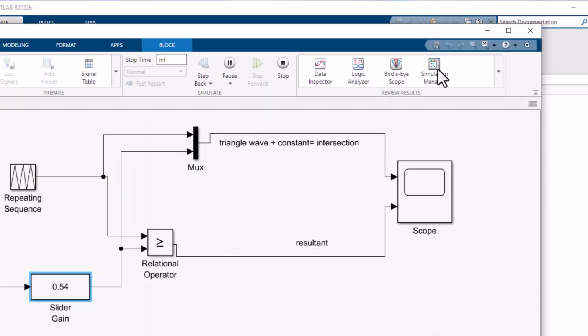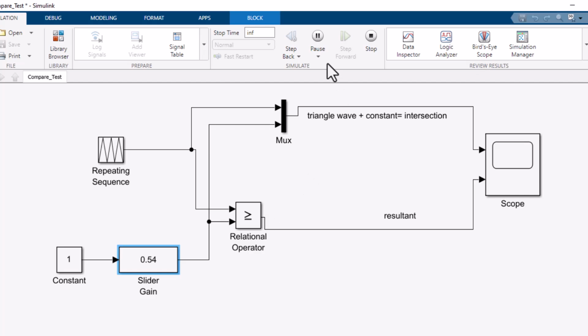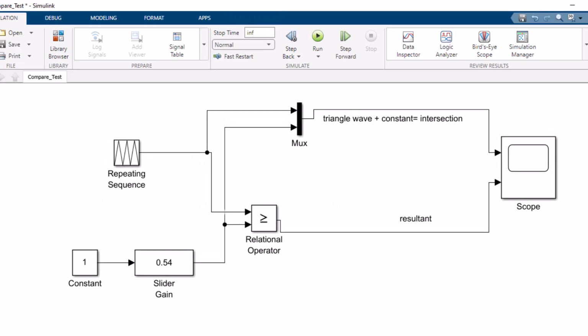Hope it is clear. So either you can generate the pulses directly by the pulse generator, or you can go for the intersection of two waves. Generally we intersect the triangle, which you can name as a repeating sequence, with the constant. Okay, thank you.